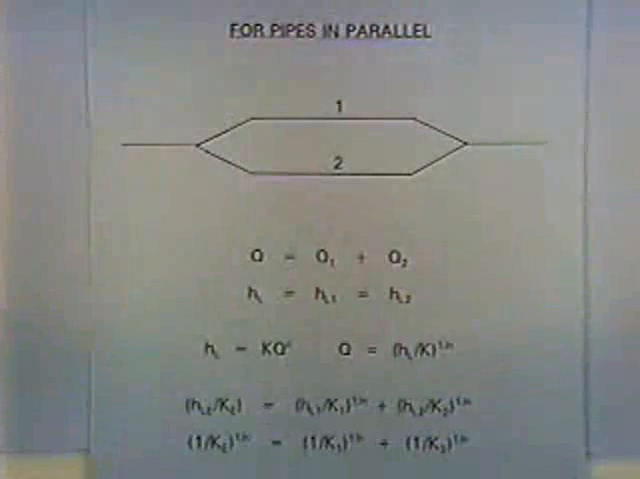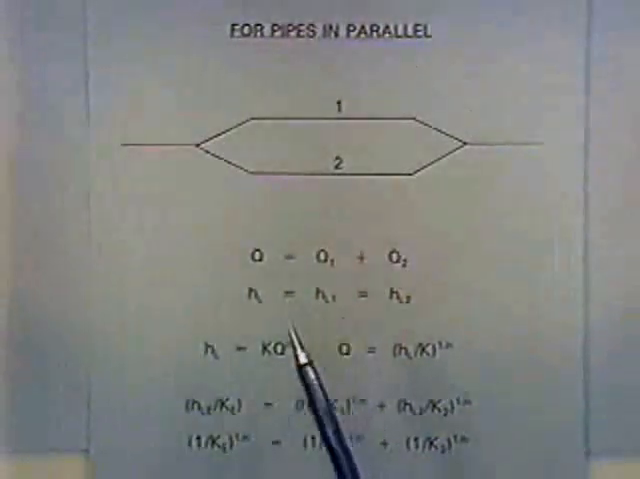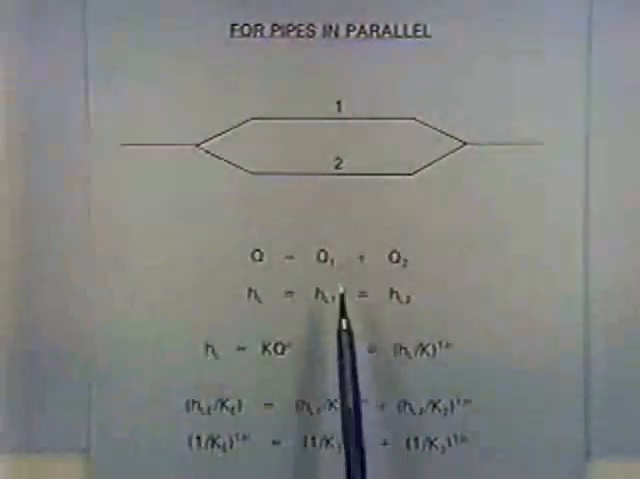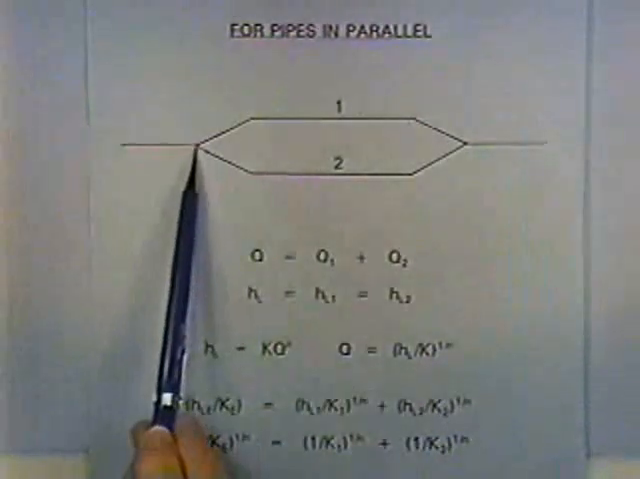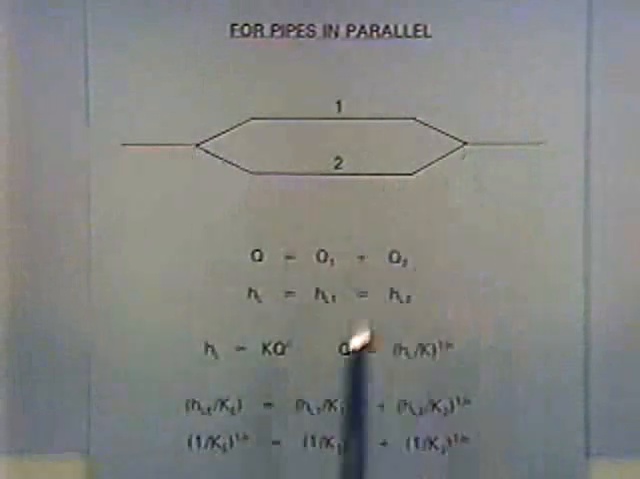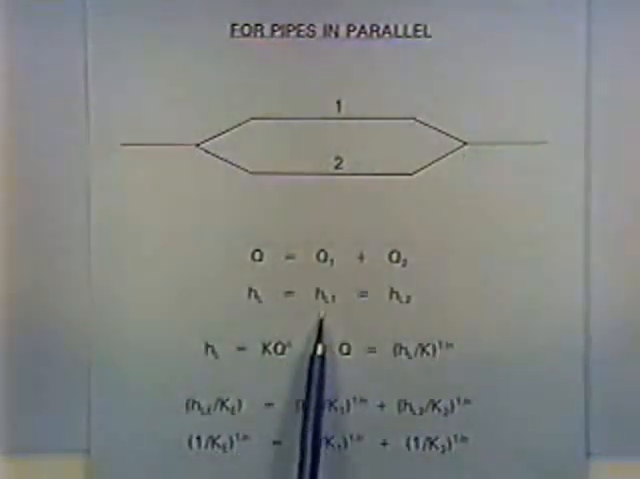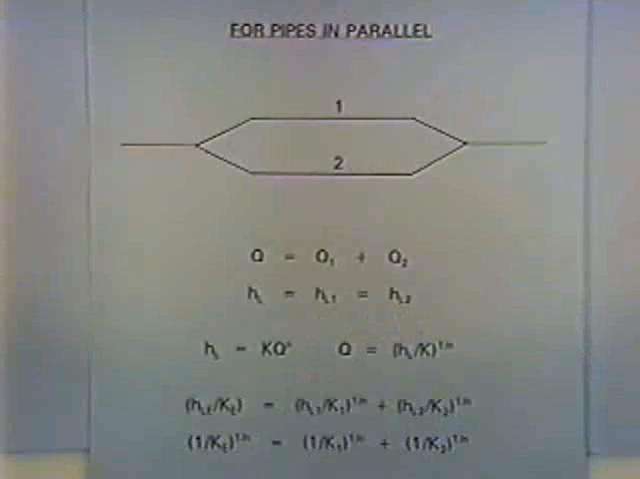For pipes in parallel, here we've got pipes 1 and 2, which are parallel to one another. We could have any number of pipes parallel to one another. And so the total flow through the system is the discharge in pipe 1 plus the discharge in pipe 2. The head loss from here to here is equal to the head loss in pipe 1, which is also equal to the head loss in pipe 2.